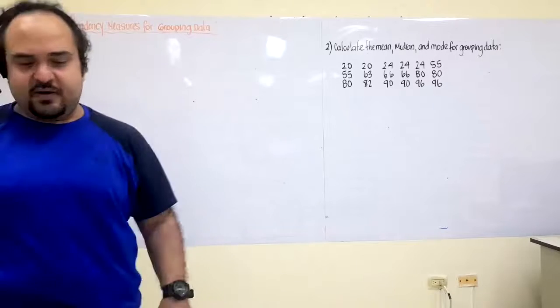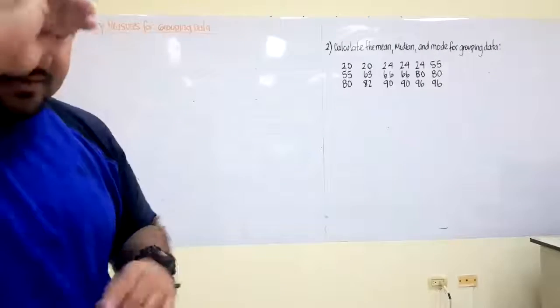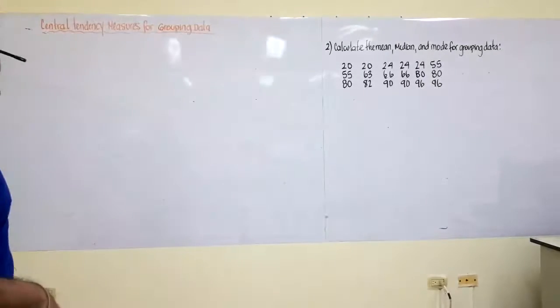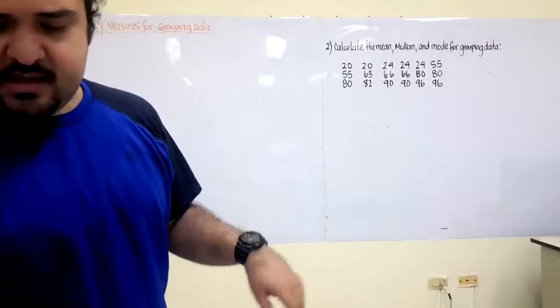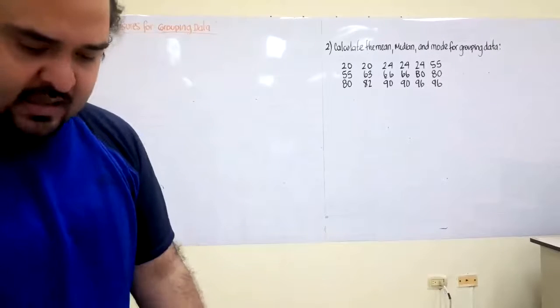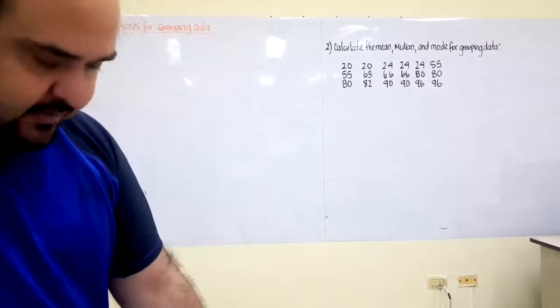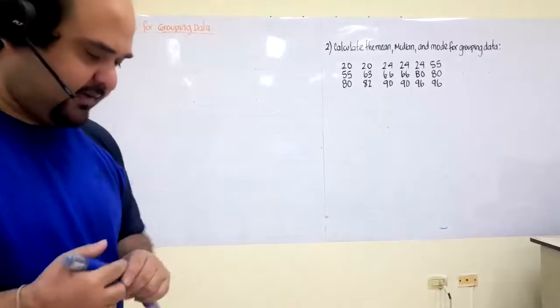First of all, I'm going to explain what the arithmetic mean is. The arithmetic mean is the addition of the total data divided by the number of data. This is for non-grouping data. But in the case of grouping data, we have a different formula.